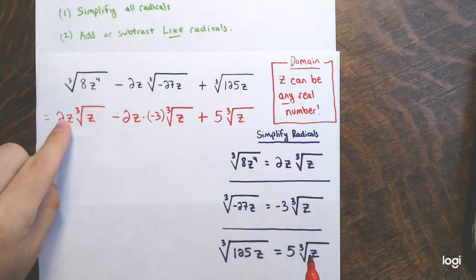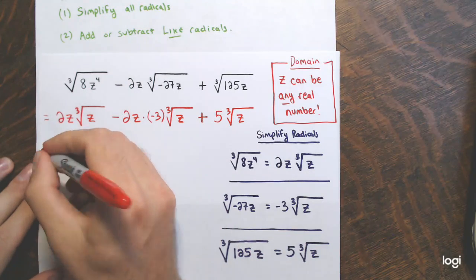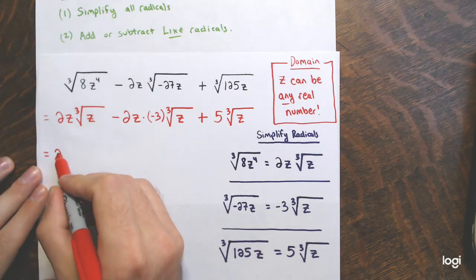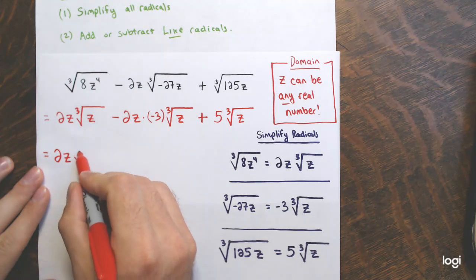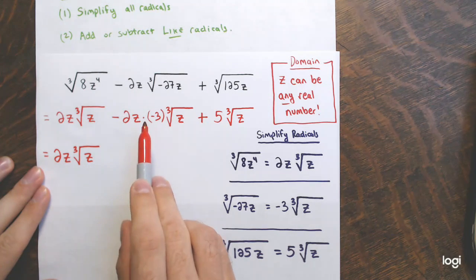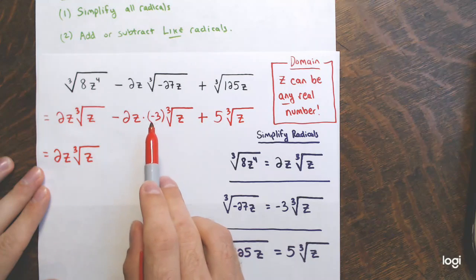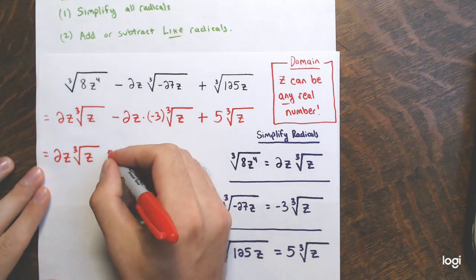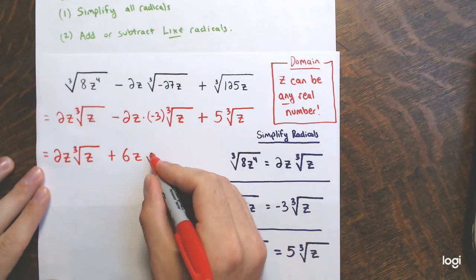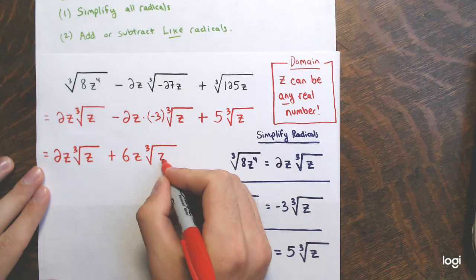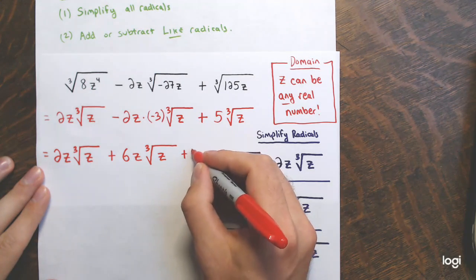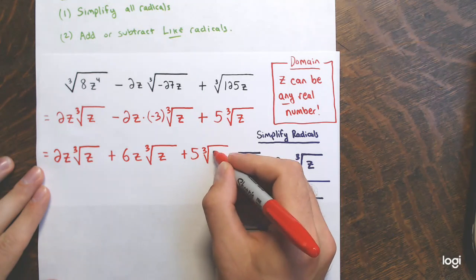All right, let's just simplify some of this stuff here. Well, here you got 2z, and that's not changing. 2 times z is just 2 times z, times the cube root of z. This next term, you have negative 2z times negative 3. That'd be positive, so it becomes a plus now, positive 6z in front of the cube root of z. And then the last term, nothing really to do there, it's just 5 in front of the cube root of z, plus 5 times the cube root of z.